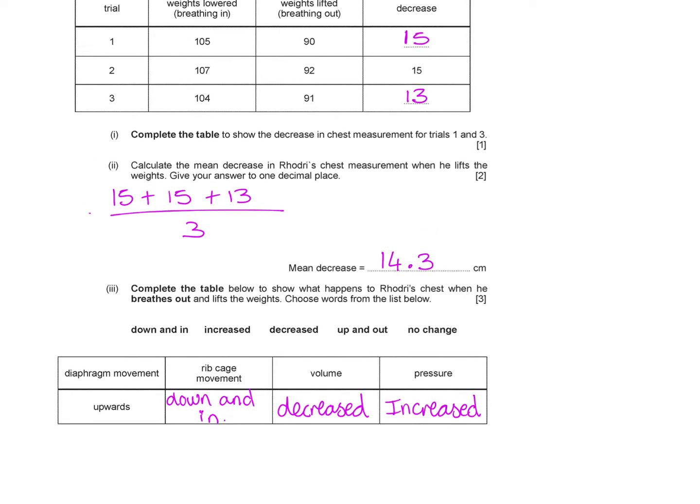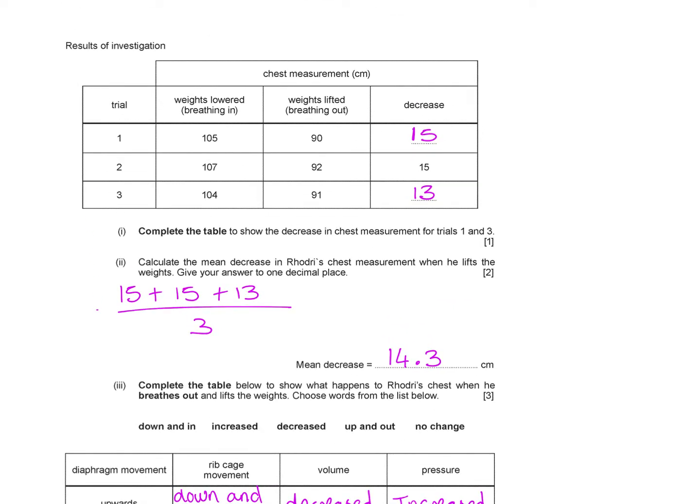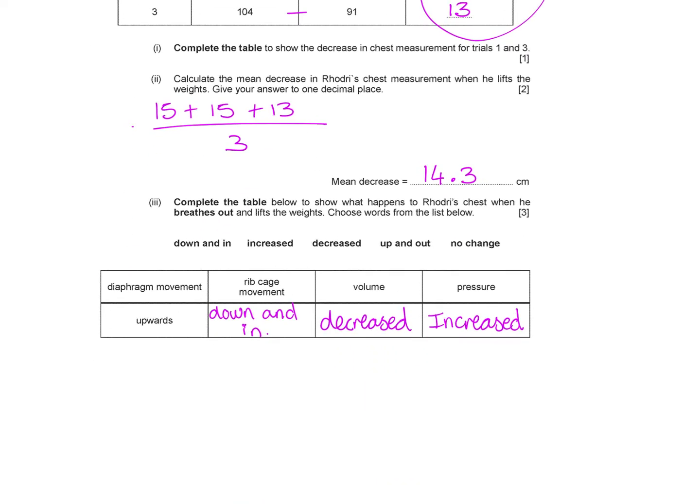And then it gave you a table, okay, of information about how much his chest changed when he breathed in and out. Just had to take the numbers away from each other to get these final volumes here. Don't lose that mark, fill in the table. Then calculate the mean, okay. So I did all 3 because they were all quite close to each other, and that would have given you 14.3.